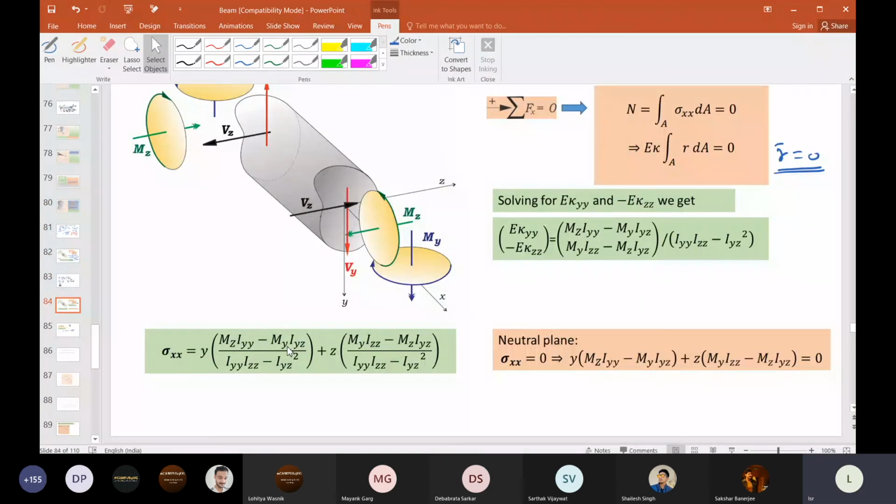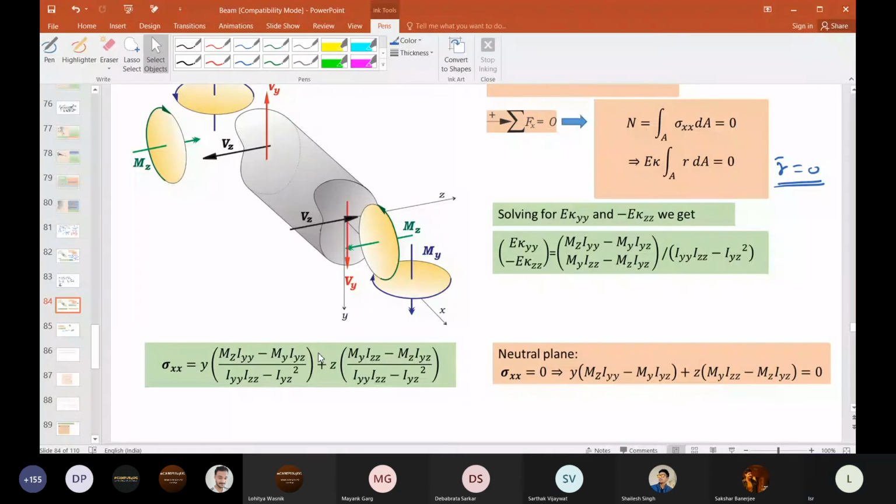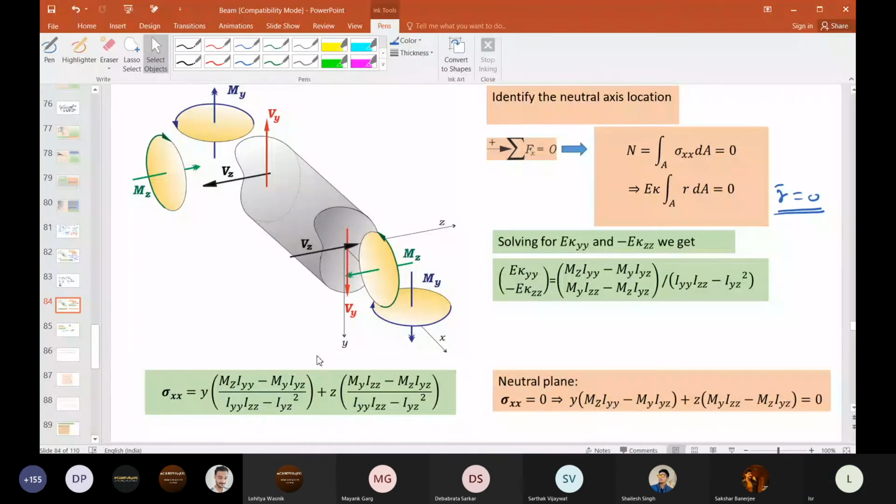So z by y is nothing but tan beta, that will give you this. Or you want to find out this, that is nothing but... there is another way of representing sigma xx. Wherever you want, you can represent these stresses, or you remember this equation, that is also fine. This equation is enough for all your practical purposes.